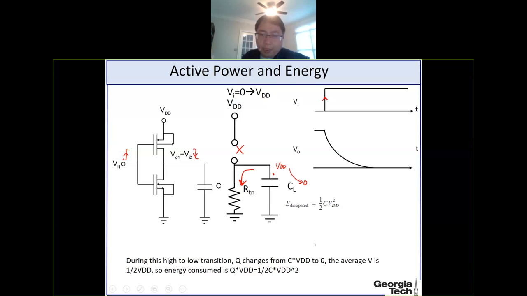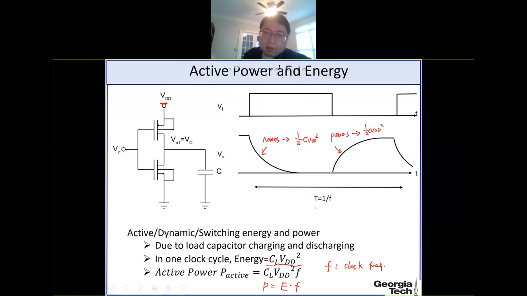So you consume another half CVDD square energy in the second half of the cycle. In total, here you see that in each half cycle you consume half CVDD square. One is consumed by the NMOS, the other one is consumed by the PMOS. So in total, in one clock cycle, you will consume CVDD square.